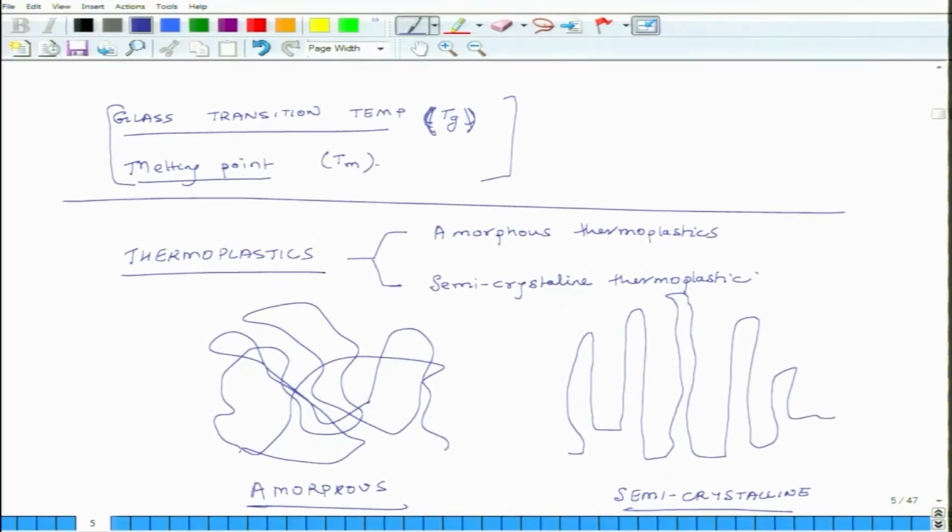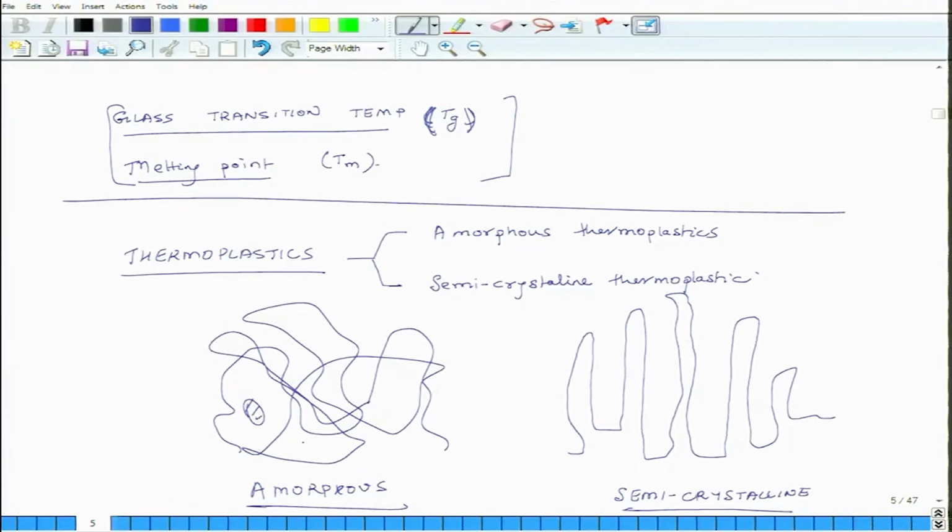Now, think about it, if the chains are all hodgepodge, then you cannot put a lot of chains in a small volume, because there will be a lot of blank spaces between those things, and you cannot put more stuff. But if things are more organized, you can put more and more molecules in a lesser volume. So, in general, amorphous plastics, their density is less compared to semi-crystalline plastics.